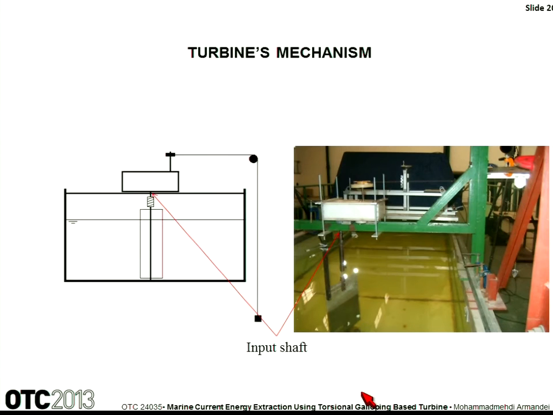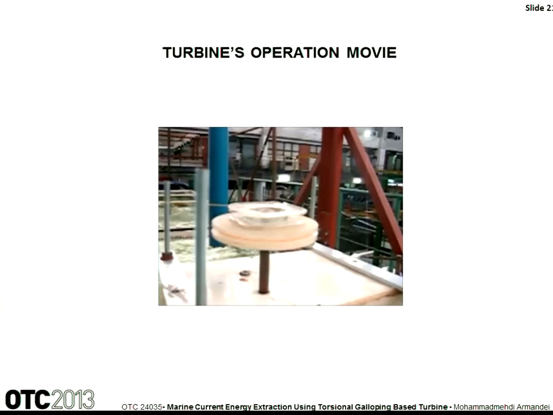You see this is the input shaft, which gives the oscillation into the transmission box. This is the transmission box. This is the output shaft, which gives the rotation out of the transmission box, and the rotation is used to lift this weight up to a prescribed height.